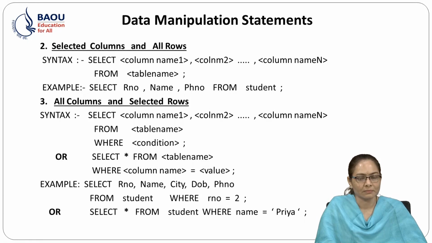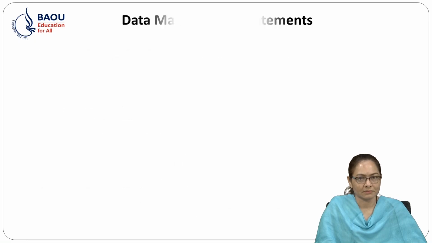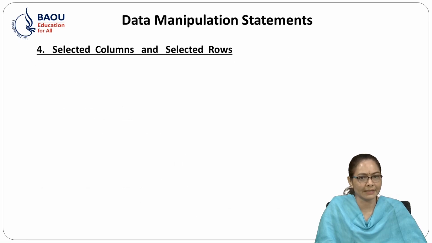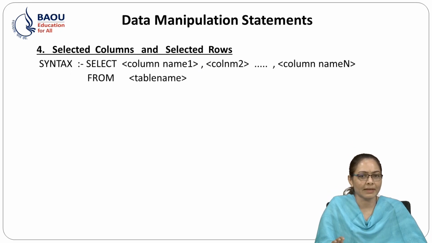Now the next one, the fourth one, is selected columns and selected rows. So how can we write selected columns? Select column name 1, comma, column name 2 up to column n from table name. Here the selected rows is also given. So for selected rows, we add a where condition. The where condition is used for selected rows.